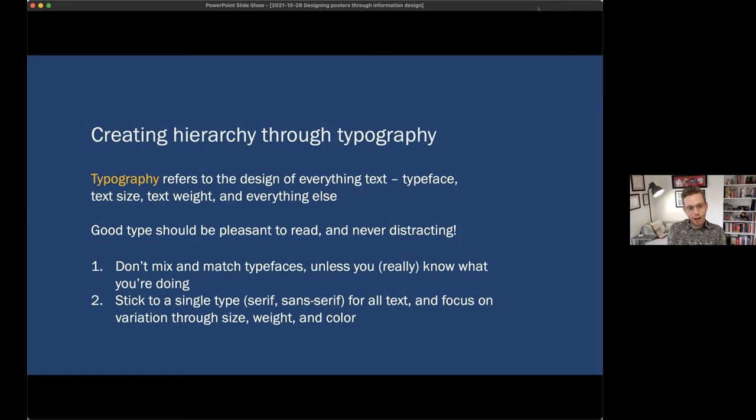Now, one more thing I want to mention about hierarchy is that in addition to color, typography is also very important. So typography refers to the design of everything textual. That includes the typeface, the text size, the text weight, and everything else that is textual in nature. So good type should be pleasant to read and never distracting. So an easy way to ensure this happens is first of all, don't mix and match typefaces unless you really know what you're doing. And second, stick to a single type, either serif or sans serif, for all the text and focus on variations of that text through size, weight, and color.